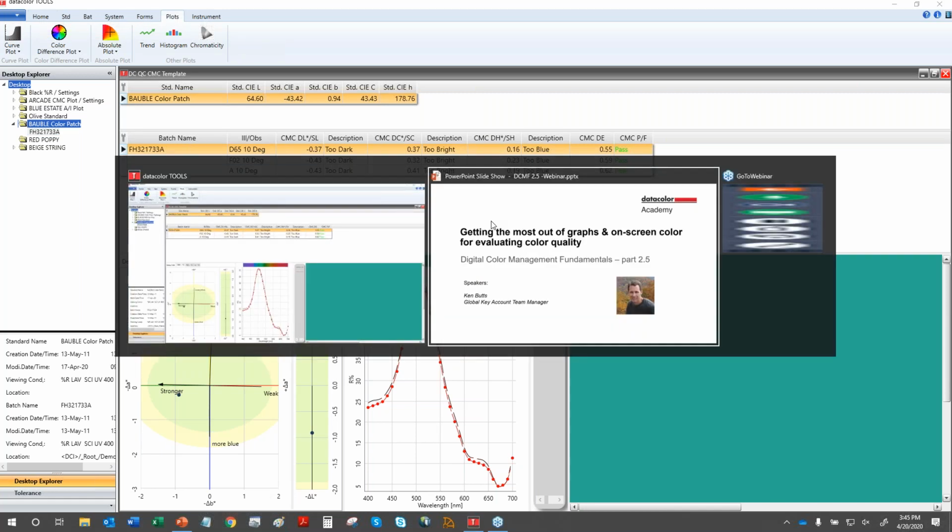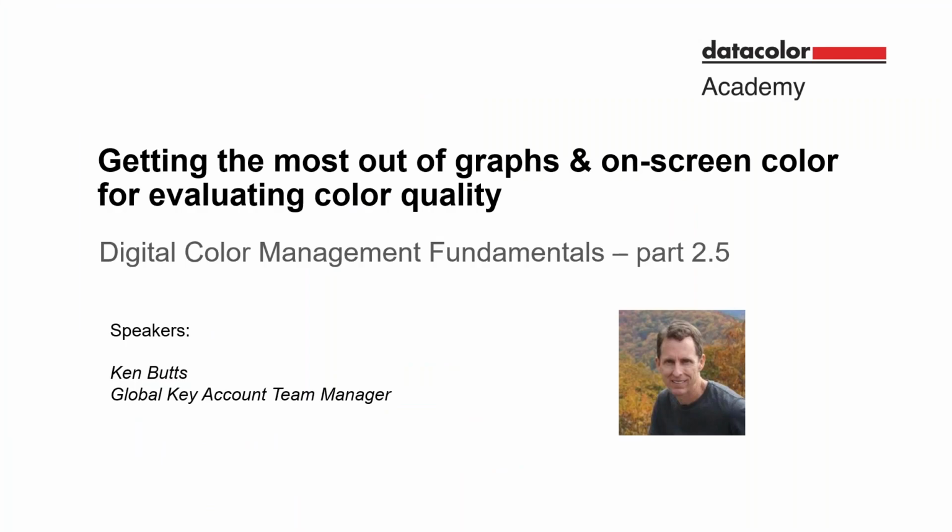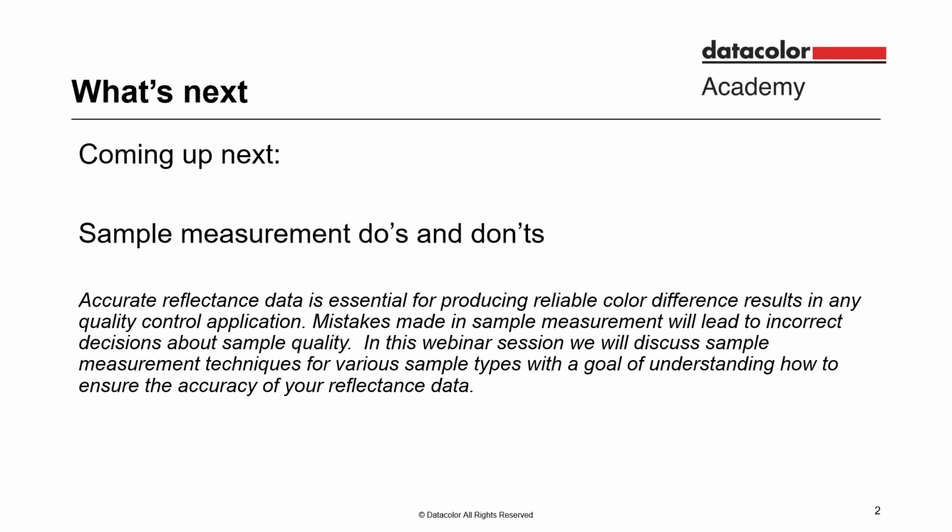As we look ahead to the next webinar, we are going to talk about sample measurement do's and don'ts, because all the data that we've been using really is not of much value if we can't measure samples repeatably. We're going to focus on how to generate accurate reflectance data from the various materials you might be dealing with, and also on some of the mistakes people commonly make when making sample measurements. If you don't make a good sample measurement, then you're not going to have reliable data. All right, Jen, we'll turn it back over to you then.